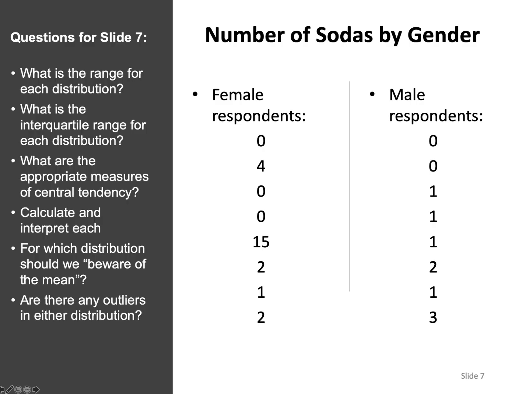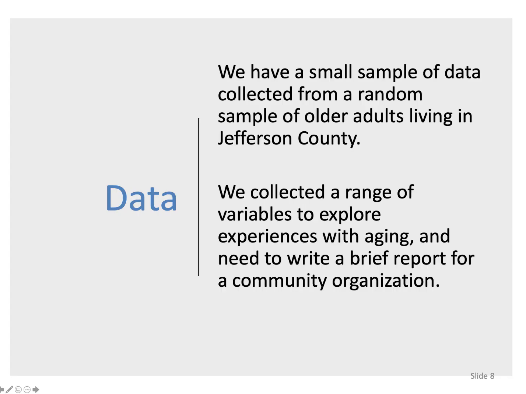Given a sample here of responses by gender, or the number of sodas by gender, what is the range for each distribution? What would be the IQR for each distribution? What would be the appropriate measure of central tendency for each distribution? Calculate and interpret each of the above. For which distribution, males or females, should you beware of the mean, and why? And are there any outliers in either distribution?